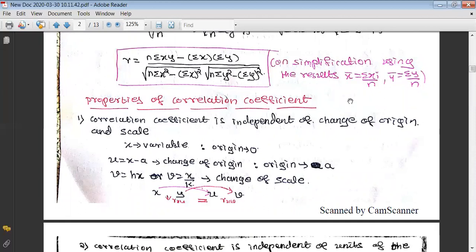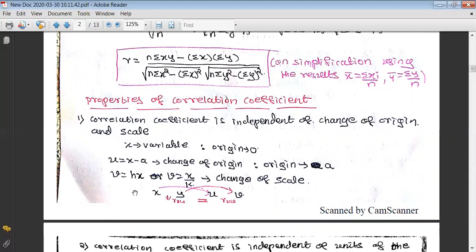First property is correlation coefficient is independent of change of origin and scale. First let us understand what is the meaning of change of origin and what is the meaning of change of scale. Suppose you take any variable x, for that variable the origin seems to be zero. Suppose from that variable you subtract some non-negative quantity, say a, and we denote that as u, that is u equal to x minus a, and this particular thing is referred to as change of the origin, and in this case the origin of the variable u is going to be a, we can say.